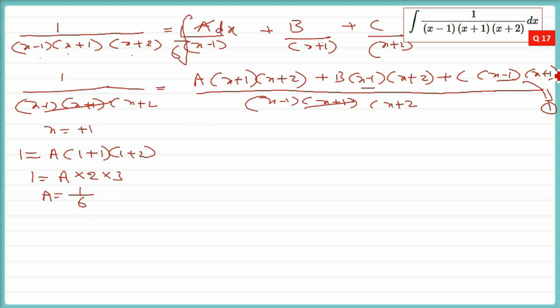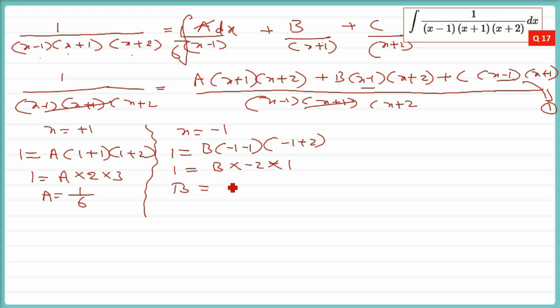Now coming to b. The first and third terms need to be 0. For that we'll put x equals negative 1, so only the term with b will remain. First and third will be 0. Left will be 1. Now putting x equals negative 1 here, we get b into negative 2 and 2 minus 1 is 1. So this is equal to 1. So b becomes equal to negative 1 by 2. b equals negative half.